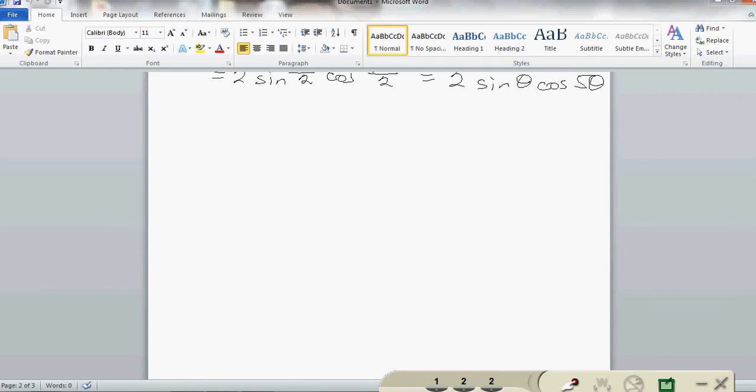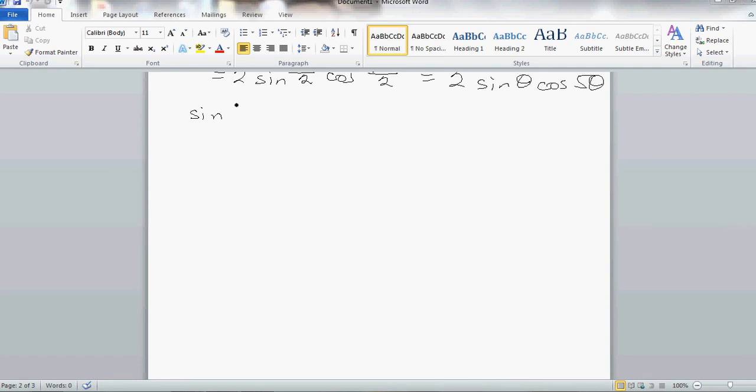The final group of problems here asks us to establish the identity. And so, here we go. We have the sine of 7 theta, this is example number 7, plus the sine of 3 theta, all over 2 sine of 5 theta equals the cosine of 2 theta.